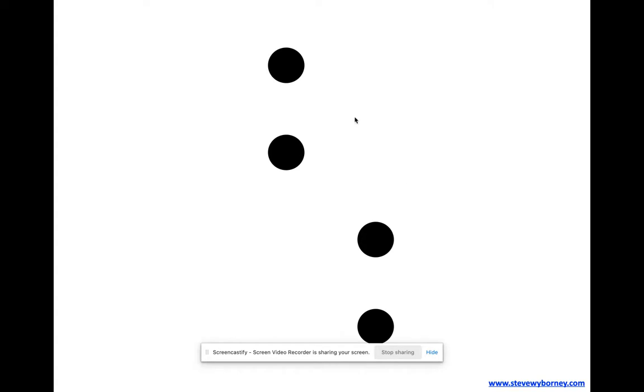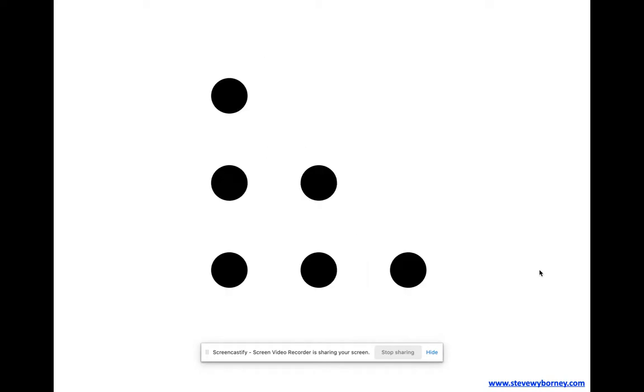If you said 4, you are correct. I saw 2 groups of 2, so I said 4. How did you solve that one? What about this one? Lots of ways to solve this one.